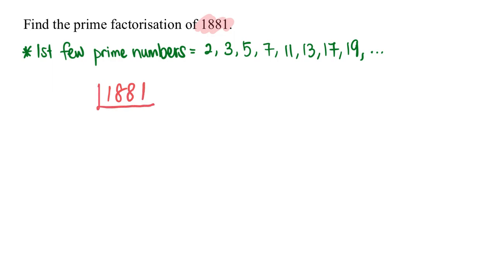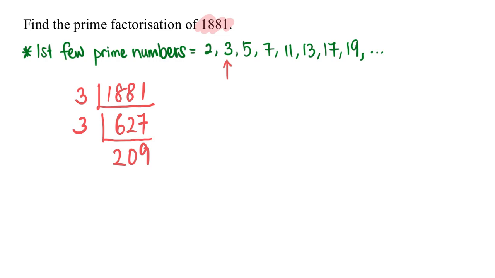1881, I'm going to see whether we can divide by 2. We cannot, so I move on to check 3. And yes, it can be divided by 3 to give me 627. I continue to divide by 3, and that will give me 209. And 209 cannot be divided by 3, so I continue to move on.